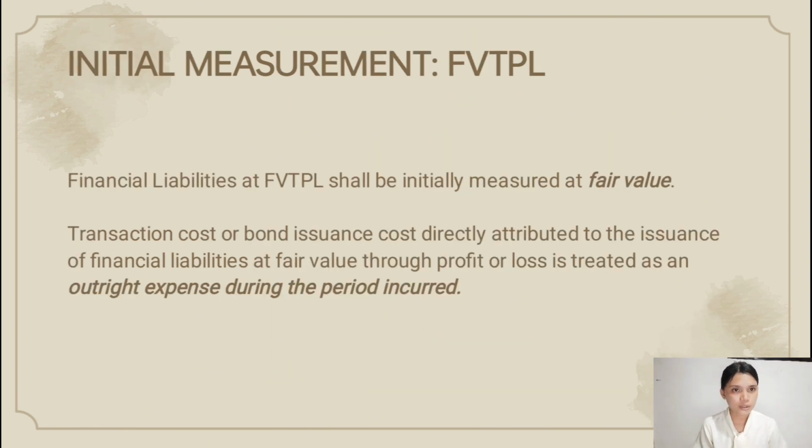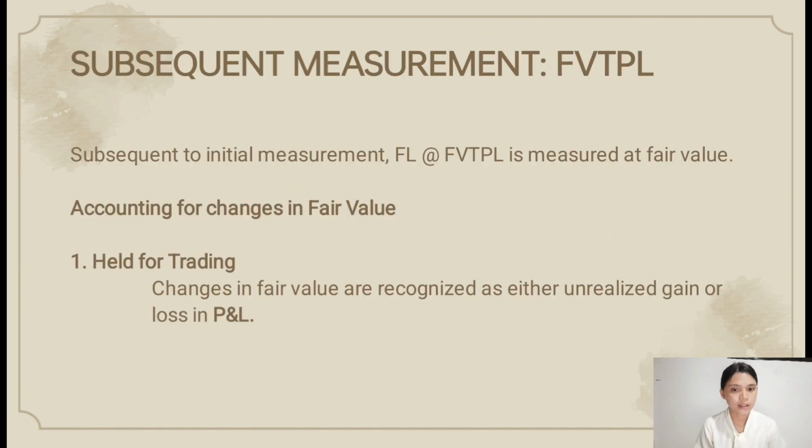So first, let's discuss financial liability at fair value through profit or loss. Its initial measurement: financial liabilities at fair value through profit or loss shall be initially measured at fair value, and its transaction cost, or bond issuance cost directly attributable to issuance of bonds, is treated as an outright expense during the period incurred. Next is subsequent measurement. Subsequent to initial measurement, the fair value through profit or loss is measured at fair value, and it has accounting for changes in fair value.